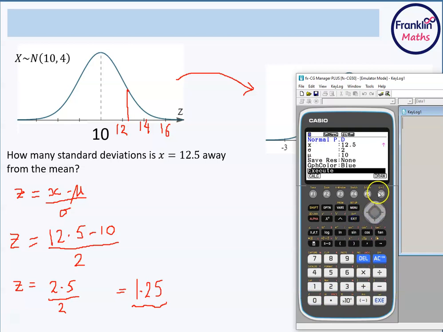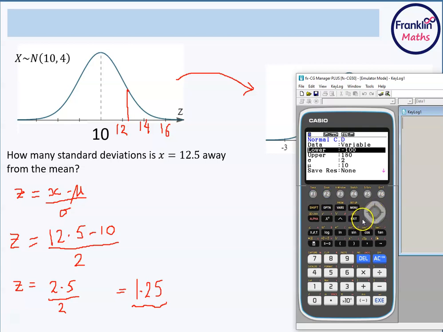Just go down to draw. And it's given me those, but it shouldn't really give me a probability value there. Okay, that's just the nature of these calculators. But if I go backwards a second, go to dist, go to norm, go to NCD.